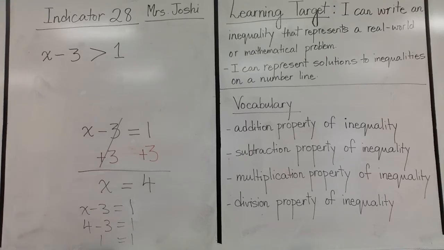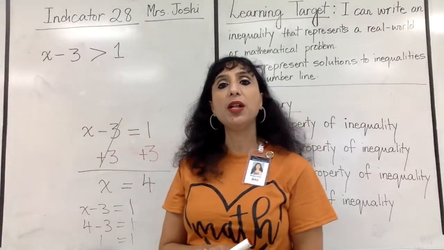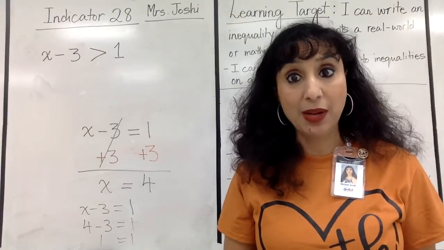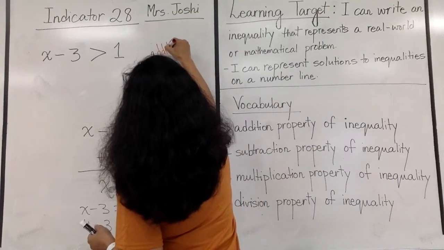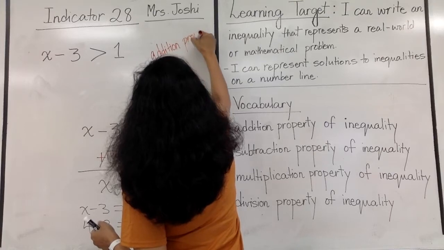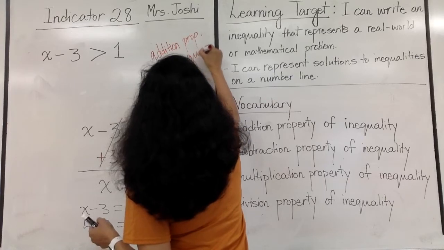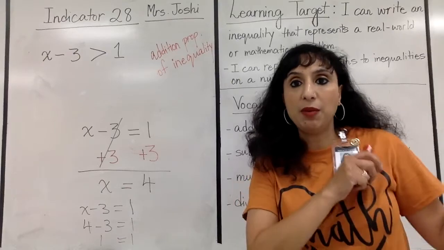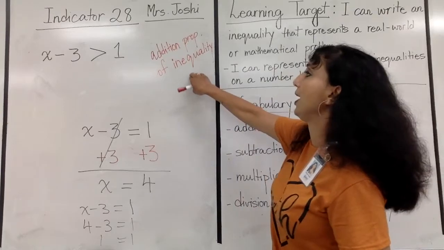Okay, so let's look at this. So this is again x minus 3. So we are looking at what is attached to the variable. It is a minus 3. So the inverse operation would be plus 3. Okay, so we are going to use the addition property of inequality now. It's not an equality anymore. It is an inequality, because it's not balanced. One side may be more than the other. One side may be less than the other. So it's an inequality.